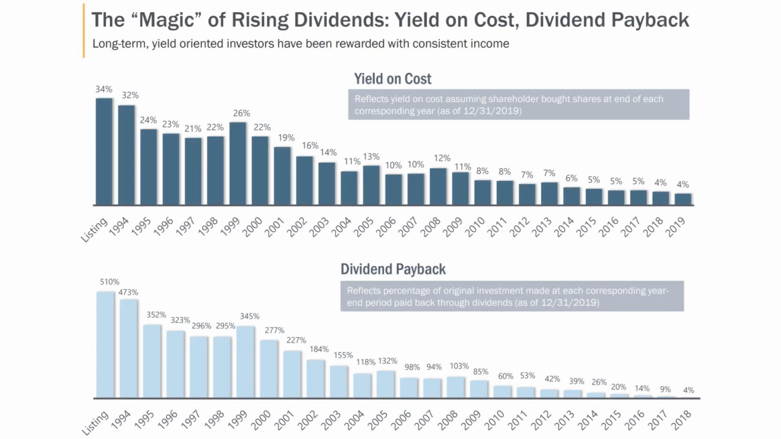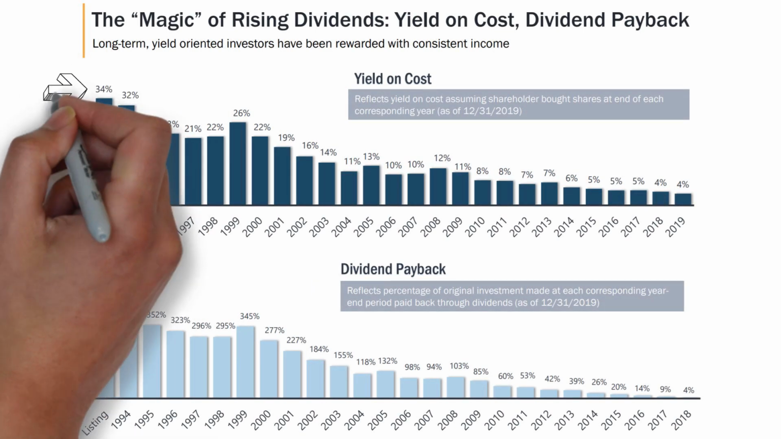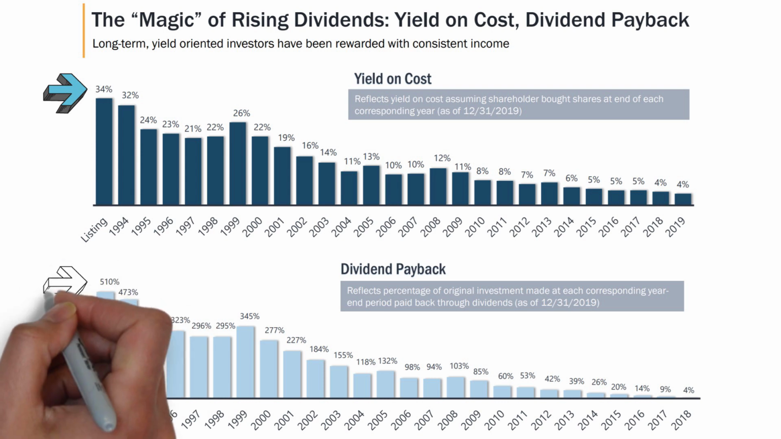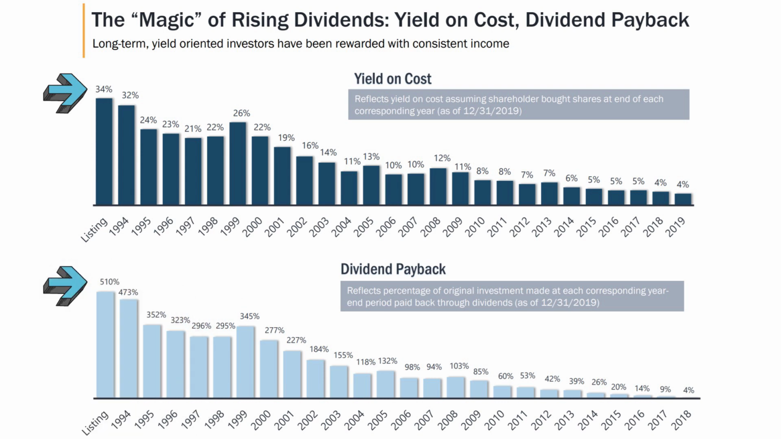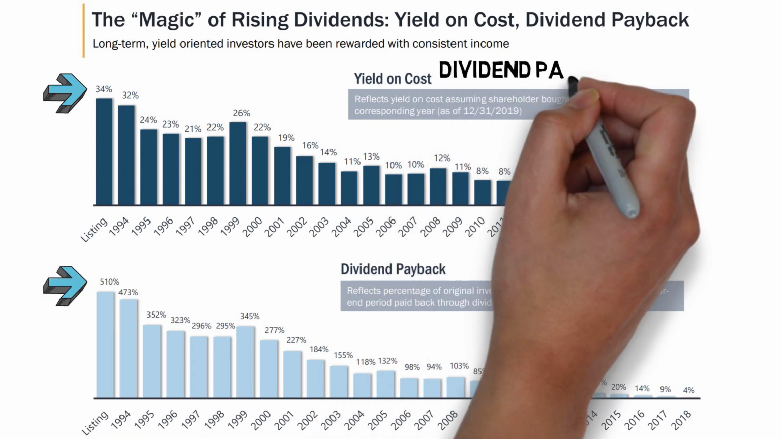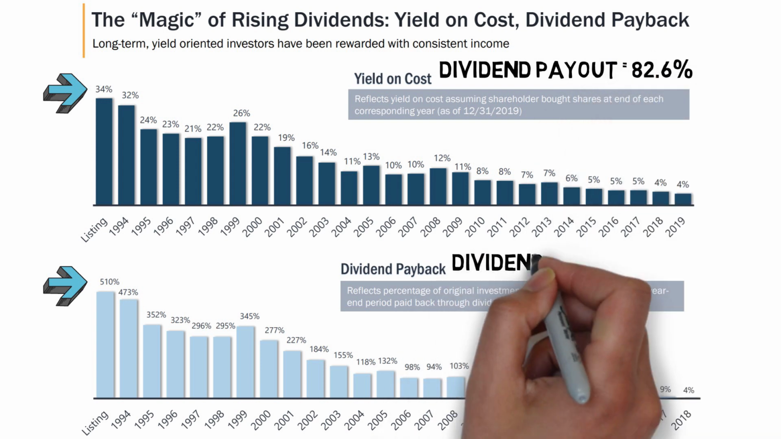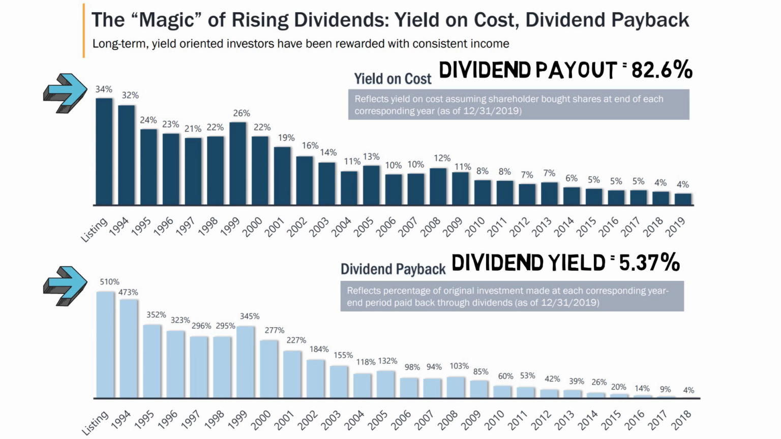Thanks to those consistent dividend increases, if you had bought the stock when they were first listed, your yield on cost would now be 34%. In other words, Realty Income would pay you 34% of your initial investment every single year. You would have been paid back your initial investment over 5 times by now just in dividends. Currently, Realty Income's dividend payout is 82.6%, which is good for a REIT. The yield is 5.37%, which is its highest since 2013, indicating that this is a great time to buy.